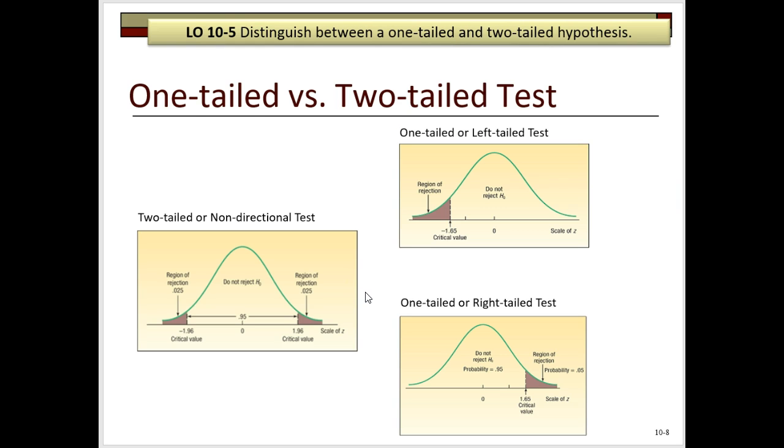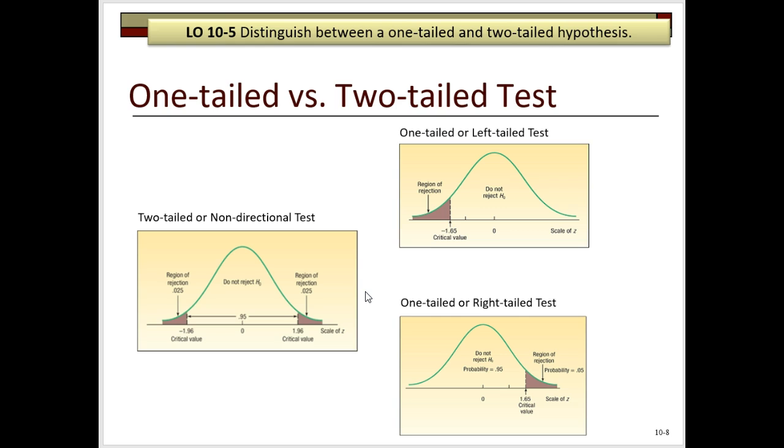There are 3 basic classifications of a hypothesis test. The classification determines where the rejection region of the null hypothesis in a distribution lies. These 3 classifications are two-tailed test, left-tailed test, or right-tailed test. The last 2 tests are also known as directional or one-tailed tests.